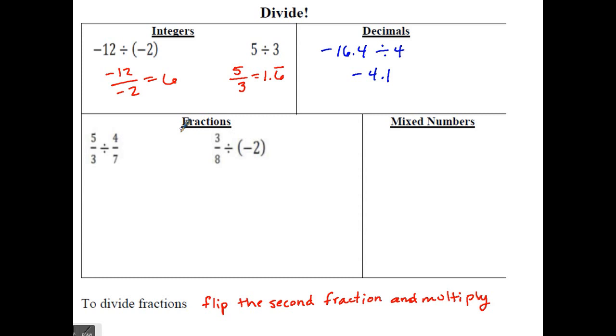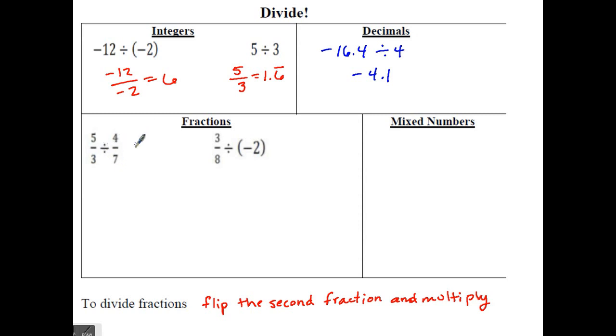Now let's look at fractions. When you divide fractions, you're going to flip the second fraction and multiply. So that's what we were doing earlier, which is learning how to flip and do the reciprocal. So you're going to flip the second fraction, which is the reciprocal, and multiply. So we have 5/3 divided by 4/7.